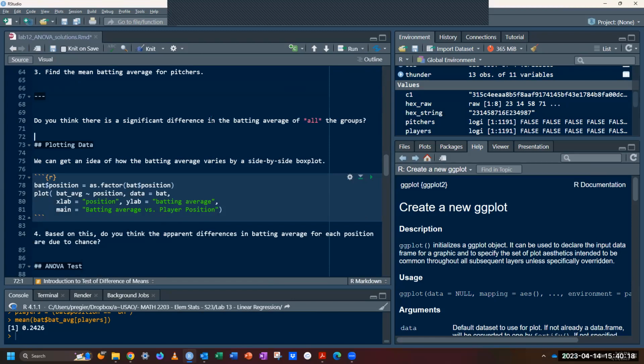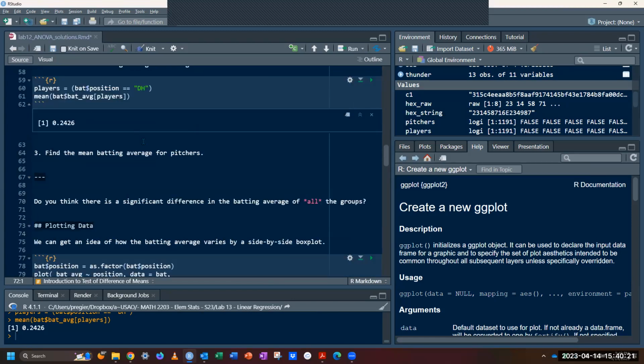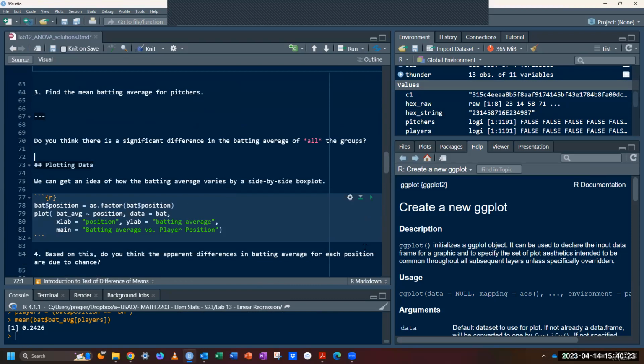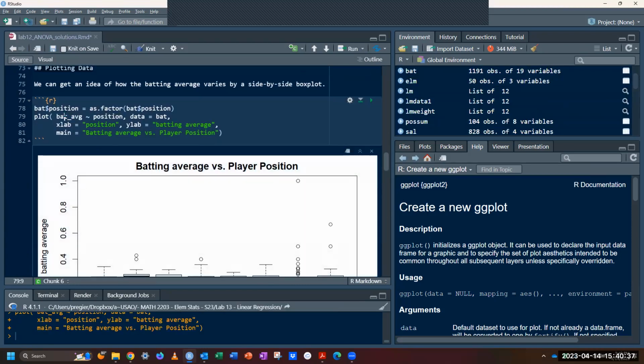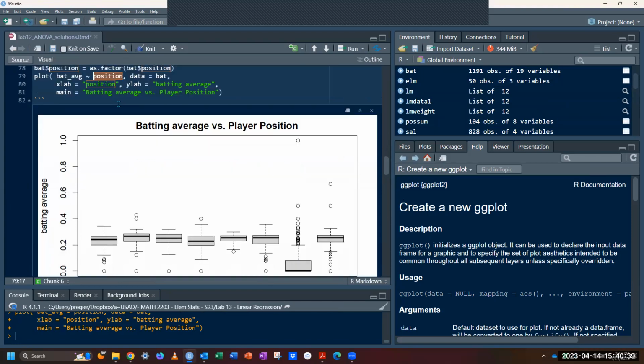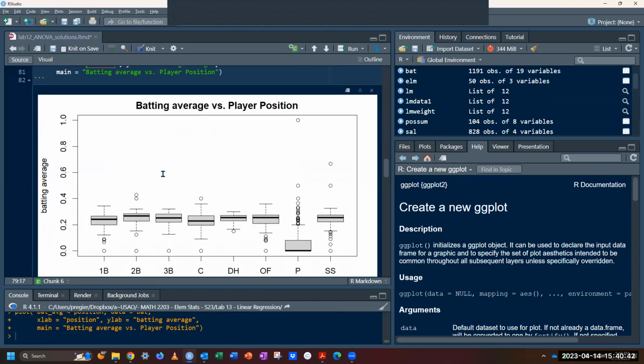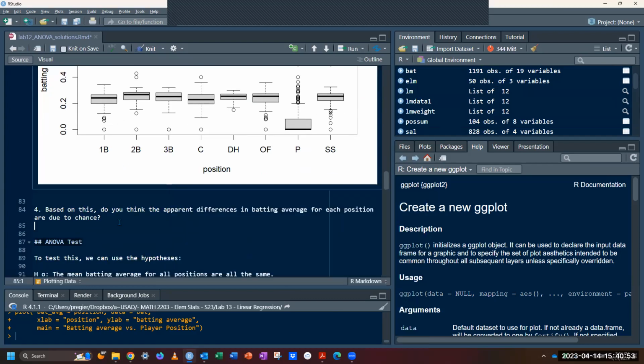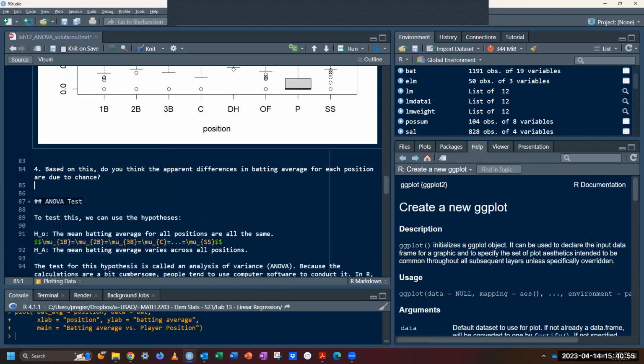And then we can look at this data in a collective way using a box plot, which we're doing, box plots of batting average by position. It understands that I'm looking at a numeric variable and a categorical variable. So for each category, the different positions, it plots a box plot of batting average. That's pretty cool. You can see it looks like there's some variation, especially for pitchers. That tells us that I think there's a difference more than due to chance.